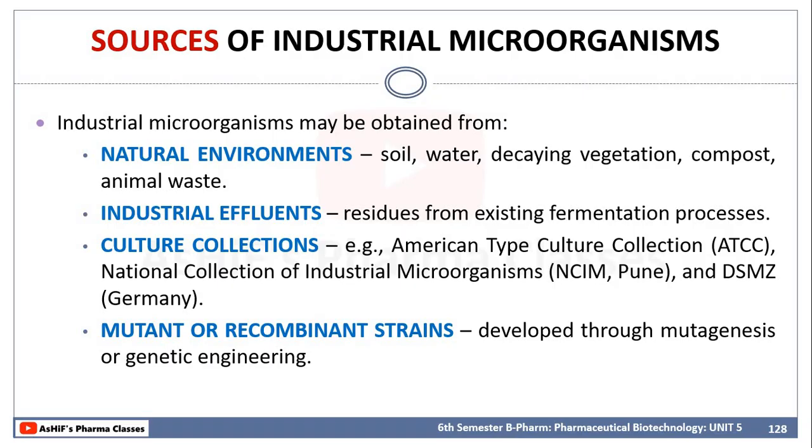Then culture collections. So that is the authentic vendor I have mentioned: American Type Culture Collection or National Collection of Industrial Microorganisms, Pune. These are some of the authentic vendors who will provide specific strains of microorganisms. Then mutants or recombinant strains of the microorganism developed by mutagenesis or genetic engineering, that will also be costly because we need to go for a specific process for genetic improvement.